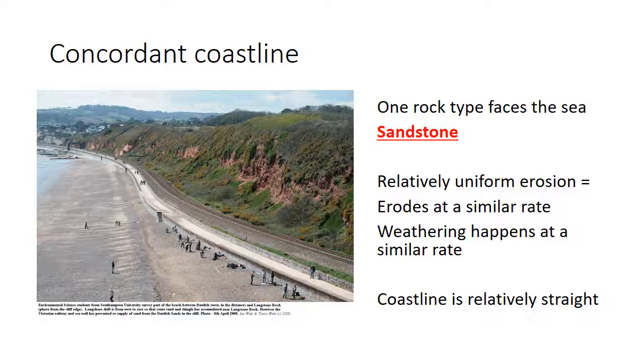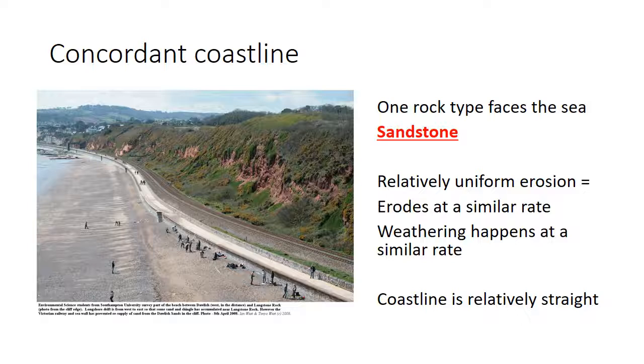Relatively uniform in erosion. What I mean by that is, generally speaking, the sandstone erodes at a relatively similar rate. Hopefully you can see that in the image there, that the cliffs are almost in a straight line. They're generally the same height, and obviously human beings have got involved and built walls in front of them, but as a general rule, that sandstone would erode at a relatively even rate. Likewise, weathering, your subaerial processes would also happen at a relatively even rate.